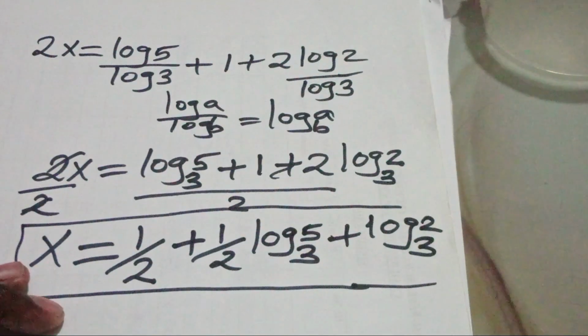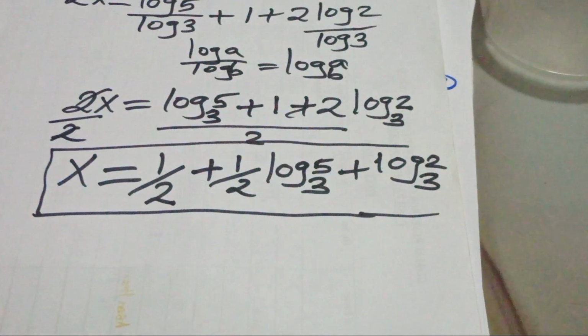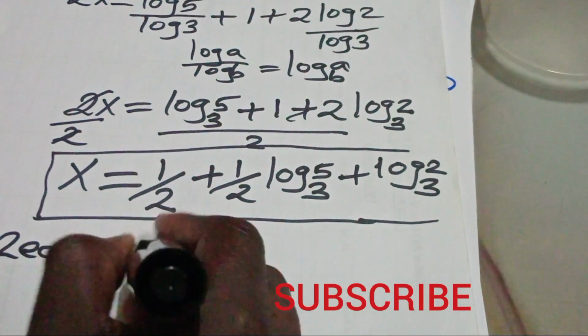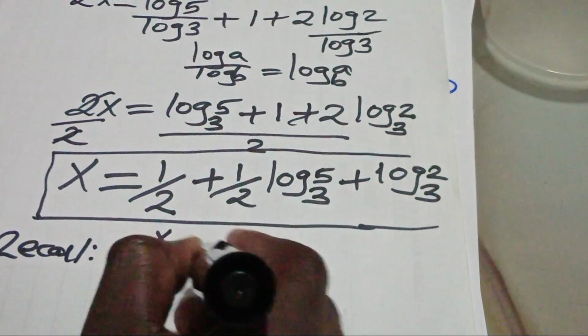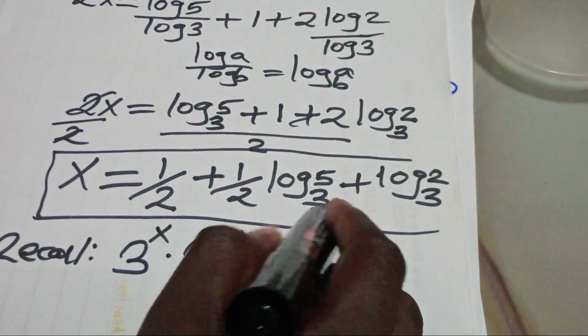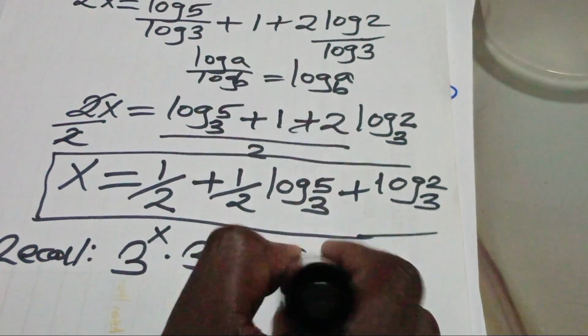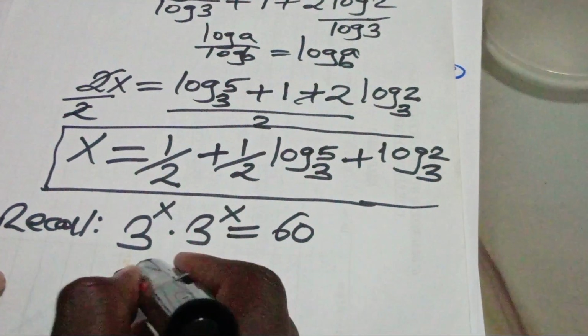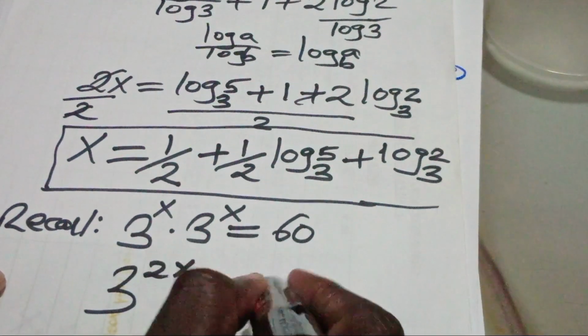Let's verify that this value of x actually satisfies the equation. Okay. Now if you recall, we end at 3 to power x multiplying by 3 to power x. This actually is supposed to give us a value of 60. Now we simplify this further to 3 to power 2x, which is equal to 60.